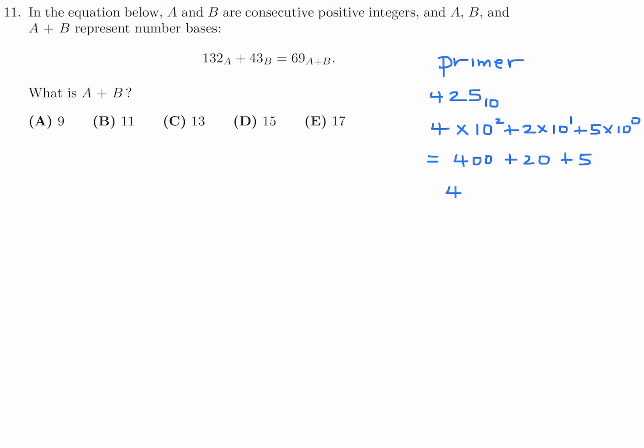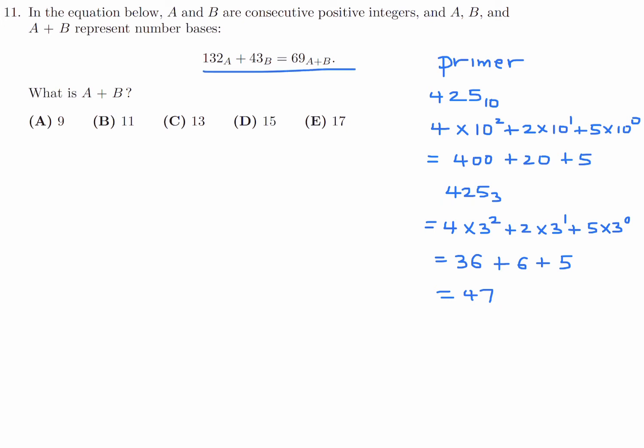But what if I said 425 to the base 3? What is this equal to? Well, it would be 4 times 3 to the power of 2 plus 2 times 3 to the power of 1 plus 5 times 3 to the power of 0. So this is 4 times 9, which is 36, plus 2 times 3, which is 6, plus 5 times 1, which is 5. So this is 36 plus 11, which is 47. So as you can see, 47 is a lot different than 425. So that's a very quick primer about bases.